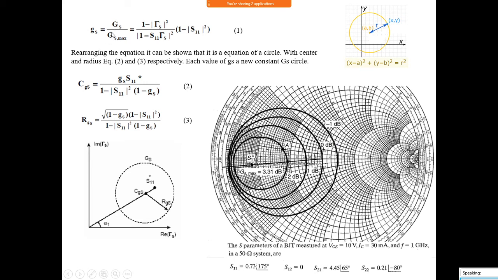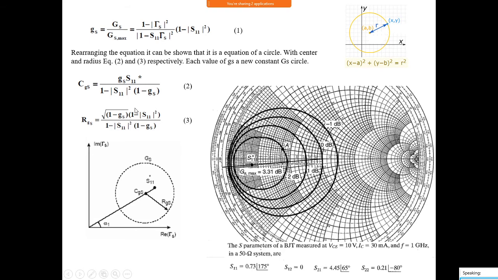If you put 1 dB here, we will be getting a circle like this. If you put 2 dB and draw the circle, you will be getting this circle. Similarly like this. Okay, so based on the value of GS, we will be getting these circles. These are called constant gain circles. These are for the source side.